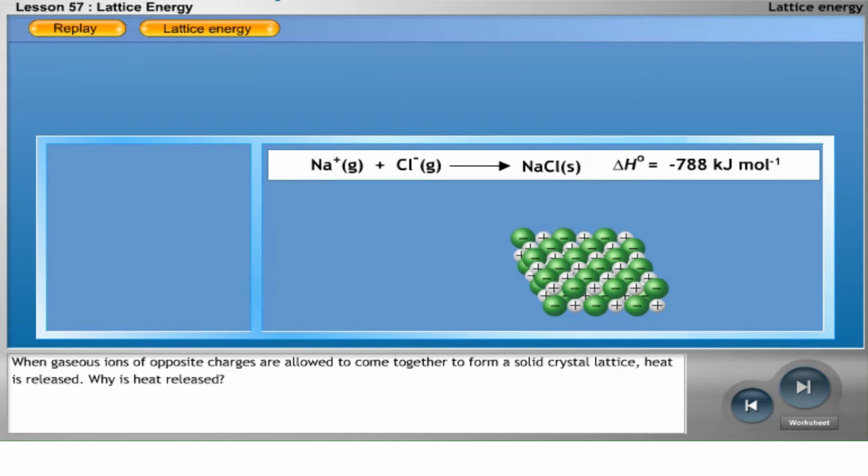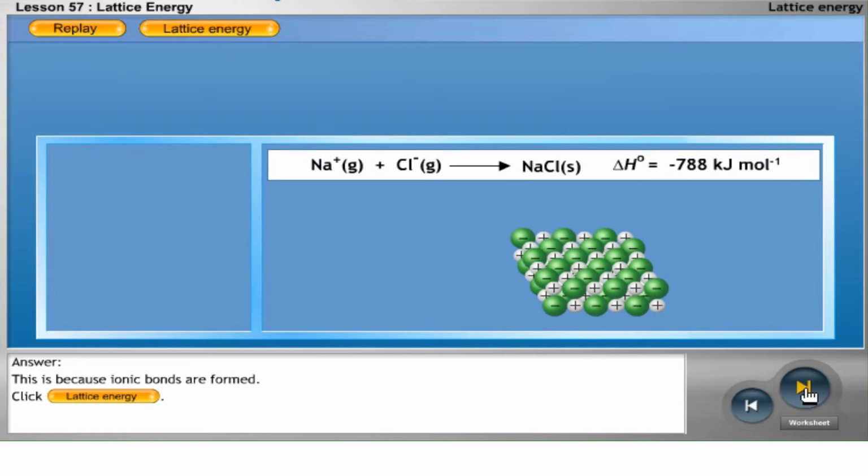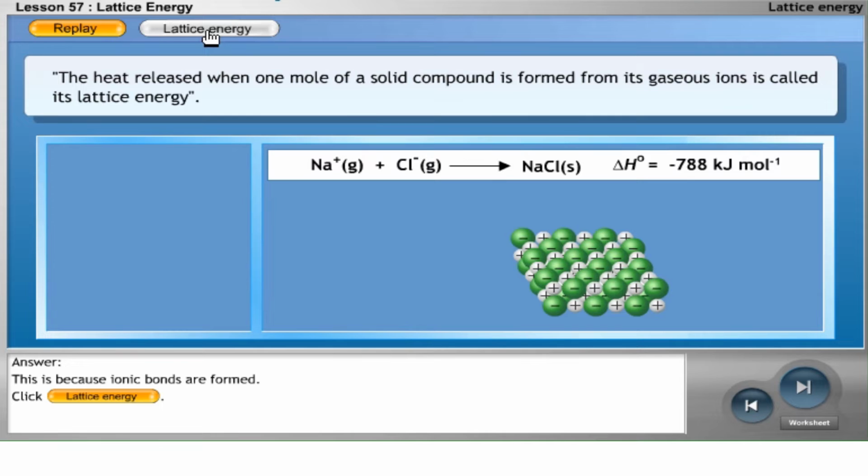When gaseous ions of opposite charges are allowed to come together to form a solid crystal lattice, heat is released. Why is heat released? This is because ionic bonds are formed. The definition of lattice energy: the heat released when 1 mole of solid compound is formed from its gaseous ions is called its lattice energy.